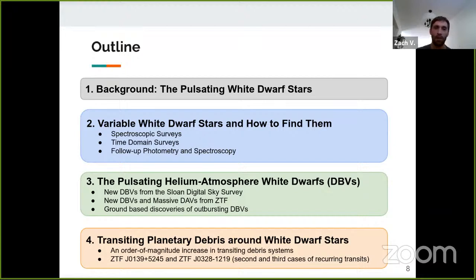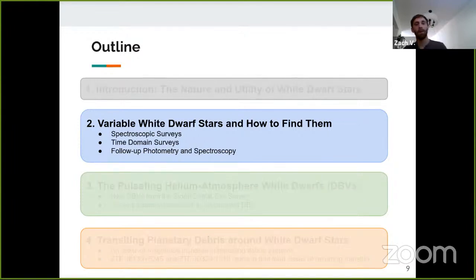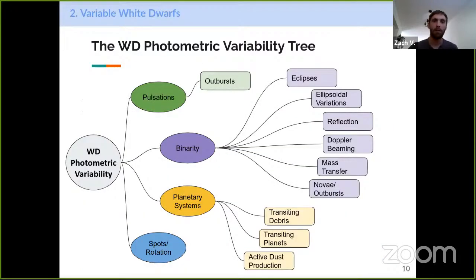But I've also been using these same techniques to identify variable stars to find transiting planetary debris. And I have some slides that I might get to at the end, but if not, feel free to ask me a question about it. So let's jump into white dwarf variability and how to find them.